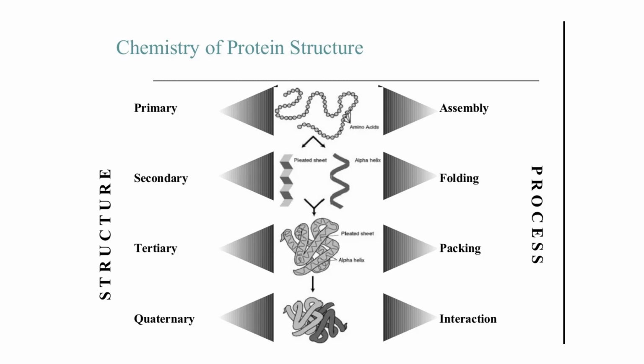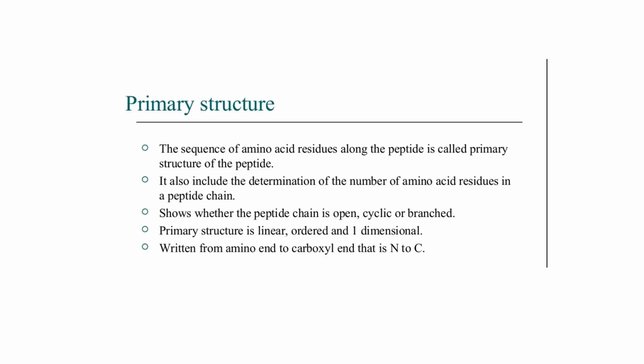Chemistry of protein structure: primary, which is assembly; secondary, which is folding in type; tertiary, which is packed; and quaternary, they are interactive in nature.